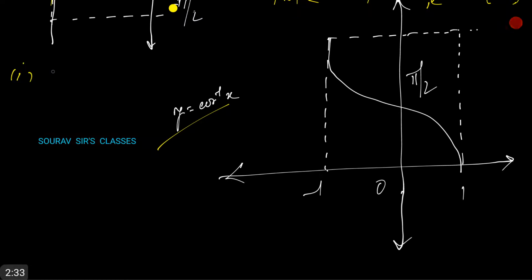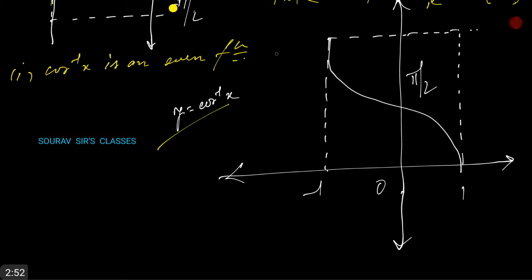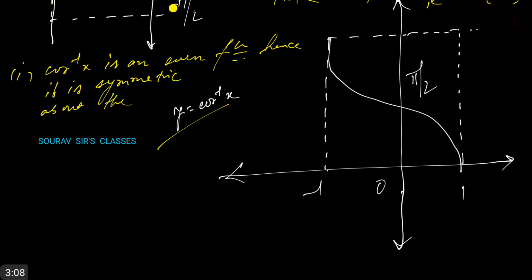So let's just write it here, that cos inverse x is an even function, and you can just keep it short and simple: even function, hence it is symmetric about the y-axis.